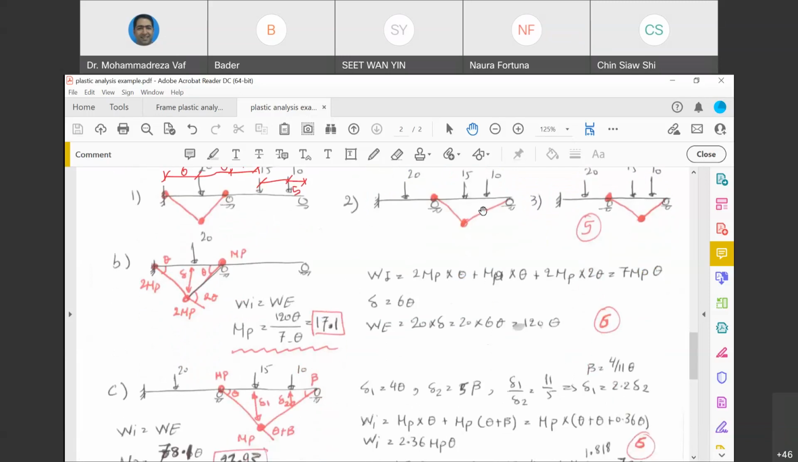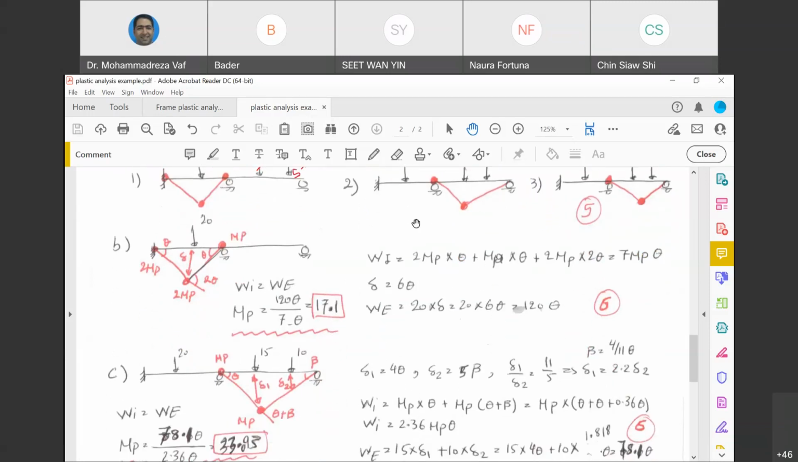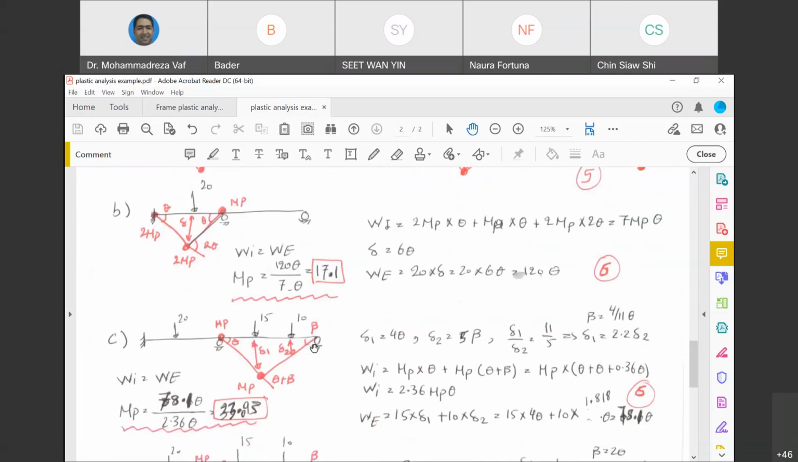And then when it comes to the second case, again, you have different deflection under each load. This one is delta 1, this one is delta 2. And since the beam is not symmetrical, the rotation on the left side and right side are not the same. So you can calculate how much is theta based on beta and put it inside the equation. This is what I have done. Delta 1 is 4 theta, delta 2 is 5 beta, and from there we can calculate delta 1 over delta 2, and you can write everything based on theta.